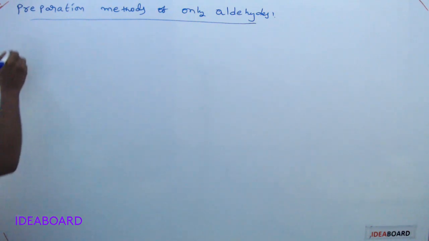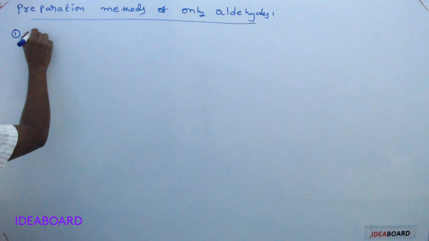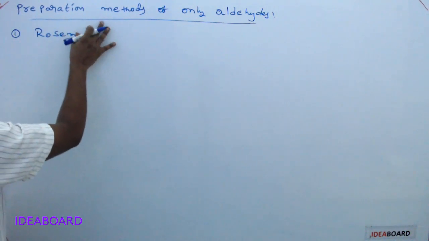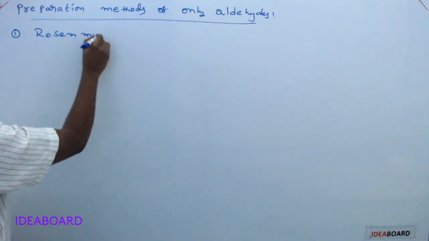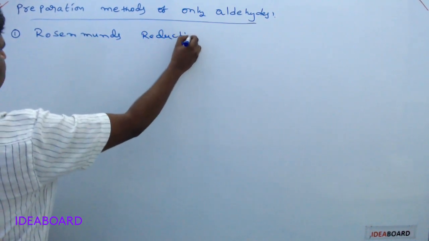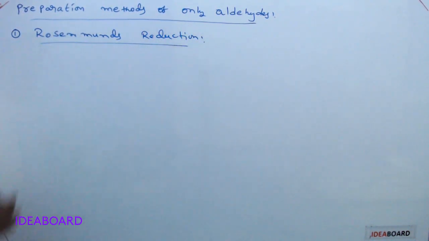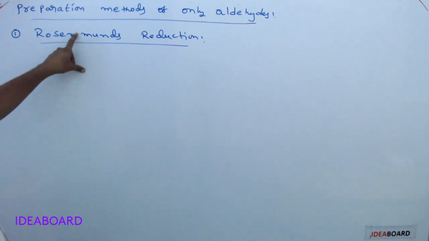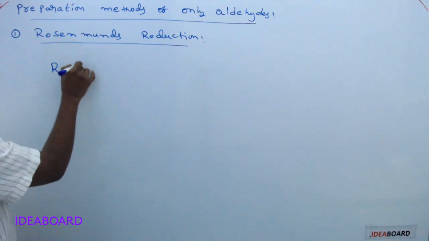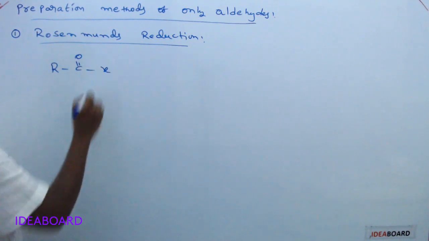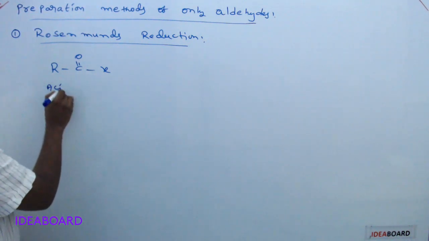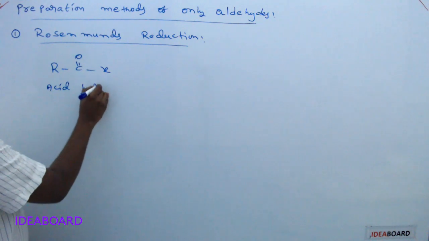So in these methods, the first one is Rosenmund's reduction. This is called Rosenmund's reduction process. What does Rosenmund's reduction mean? In the first year also we studied this. Here, if you are taking RCOCl or RCOX, this is called an acid halide. Always the reactant is an acid halide.